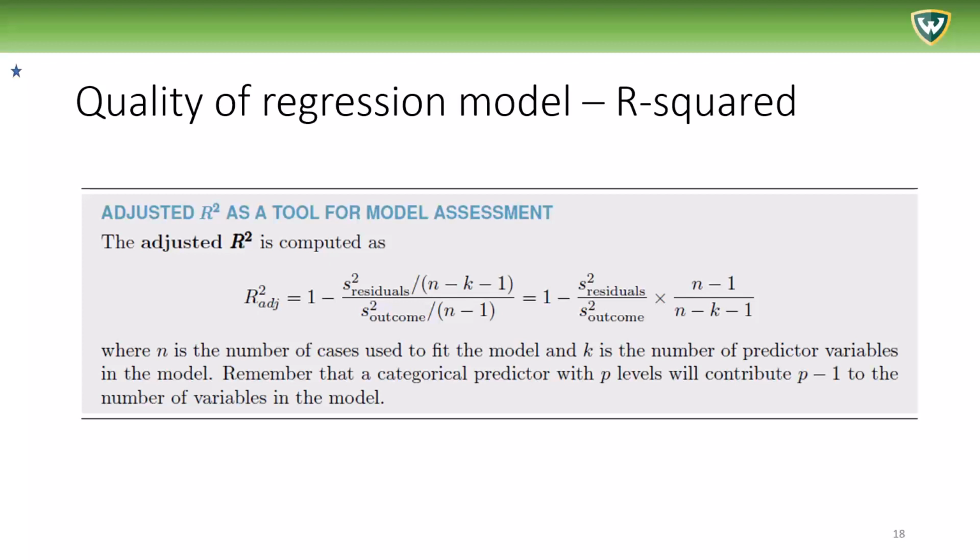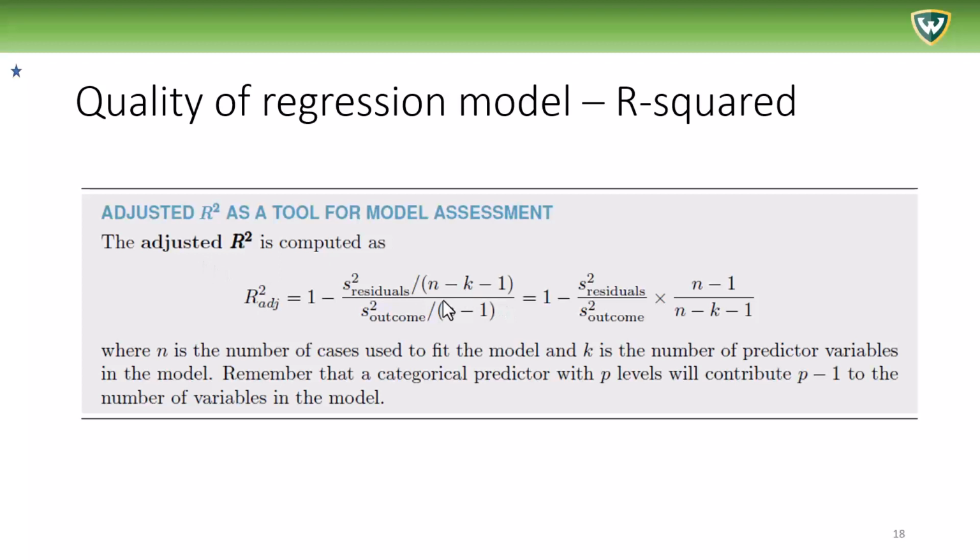Quality of the regression model, R squared. So the main measure for the quality of a regression model is the R squared measure. And I have a reference here to the adjusted R squared, but notice it's just a small adjustment that is often done in the programs and the applications, but the main idea is the same.